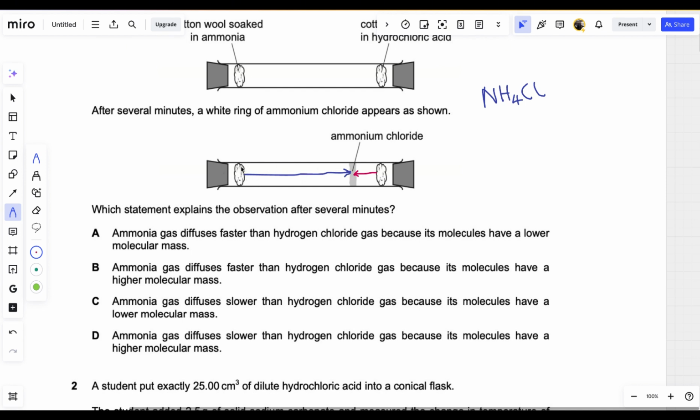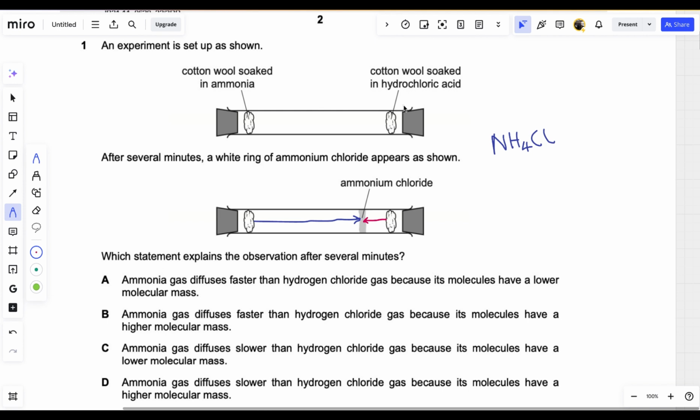The ammonia gas is here because this cotton wool is soaked in ammonia, while the other cotton wool is soaked in hydrochloric acid, or hydrogen chloride gas. So it's safe to say that ammonia gas diffuses faster than hydrogen chloride gas because its molecules have a lower molecular mass. If you have a bigger mass, you cannot diffuse faster. This word is very important. So A looks correct, but we have to go through all the options.